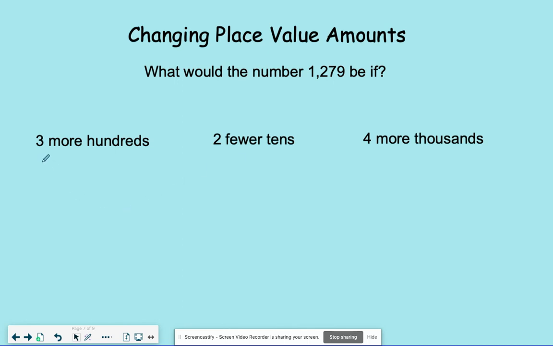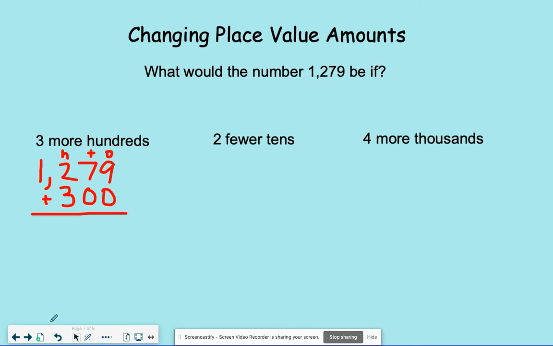So you're going to always start by putting the number down. So 1,279. And now this says 300 more. So remember, we have ones, tens, hundreds. So we're going to add, because it says more, we're going to add 300 more to this amount.